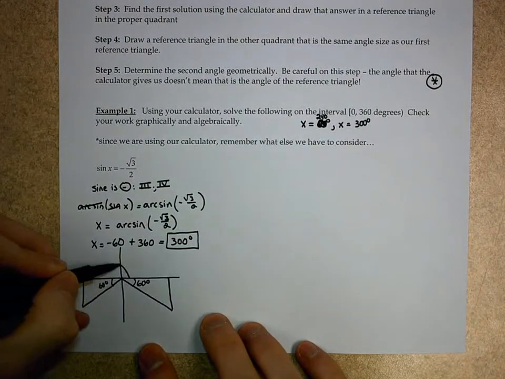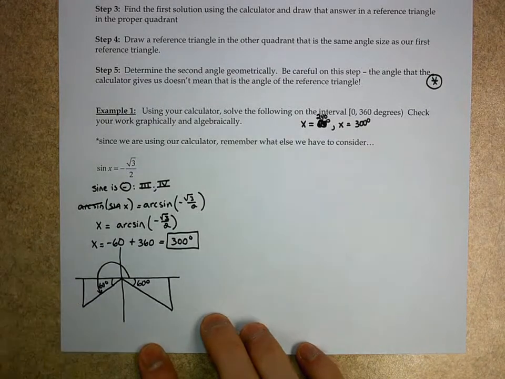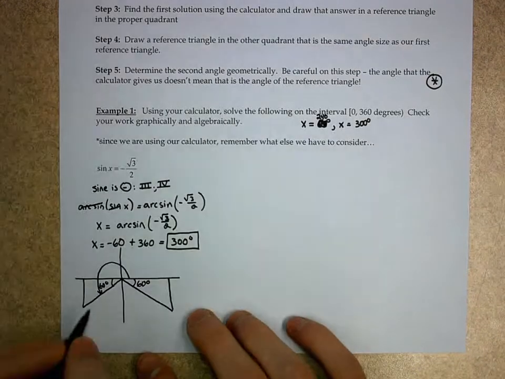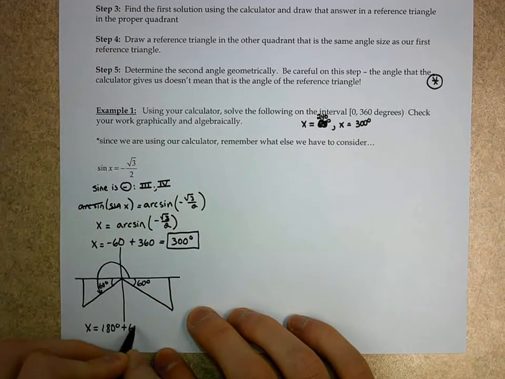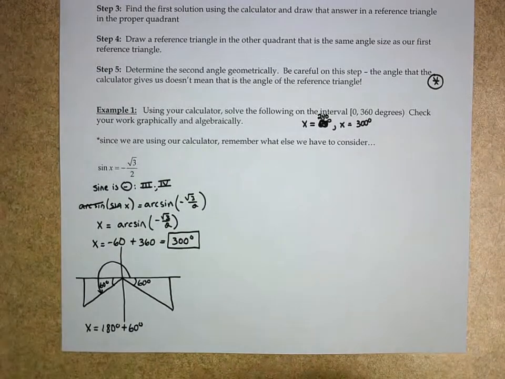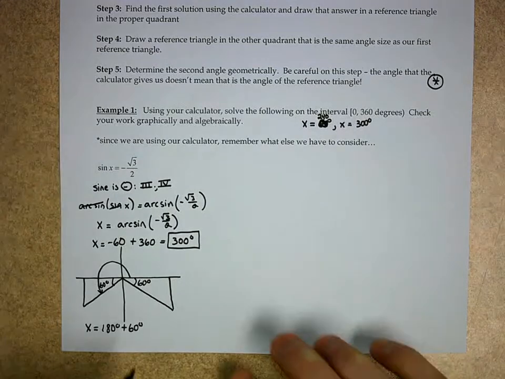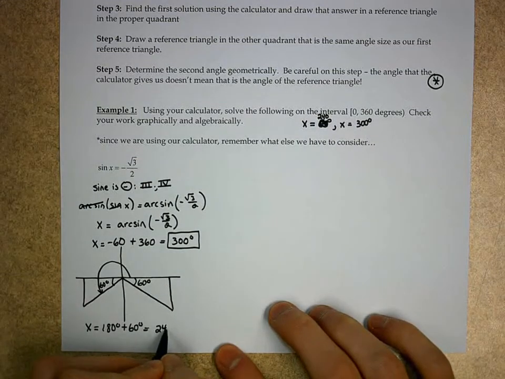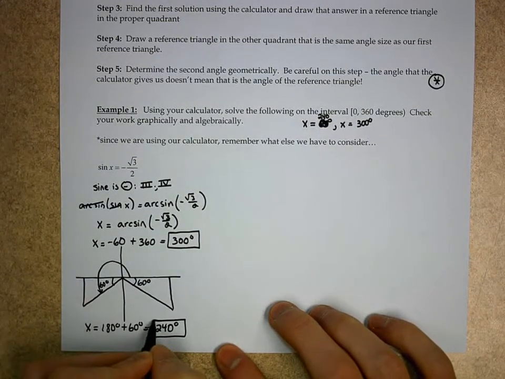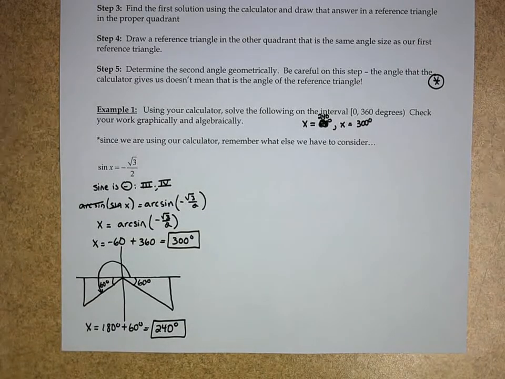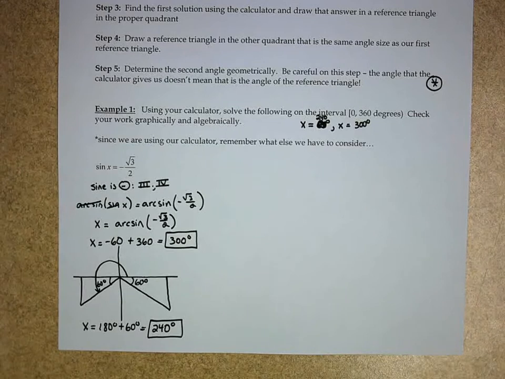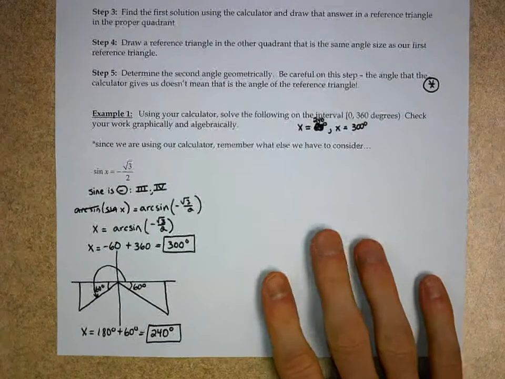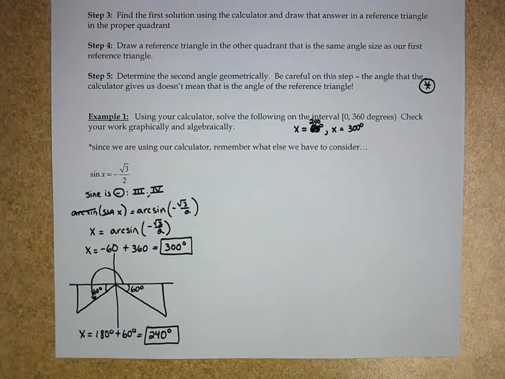Now, since whenever I measure my angles here, I'm going around in this direction, what that is saying is my second x is going to be 180 degrees plus 60 degrees. I'm 60 degrees past the 180 degree mark, which is going to be my 240. So there's my 300 degrees and 240 degrees. And that lines up with what we had on the unit circle, so we know we've got the correct answers there.